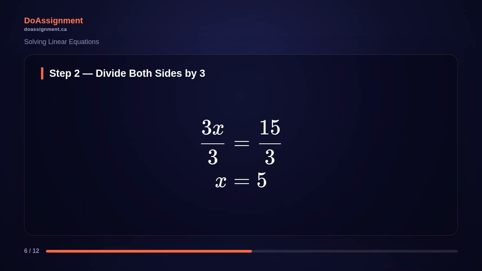Next, divide both sides by 3 because 3 is multiplied by x, and division is its inverse. 3x divided by 3 is just x. 15 divided by 3 is 5, so x equals 5.